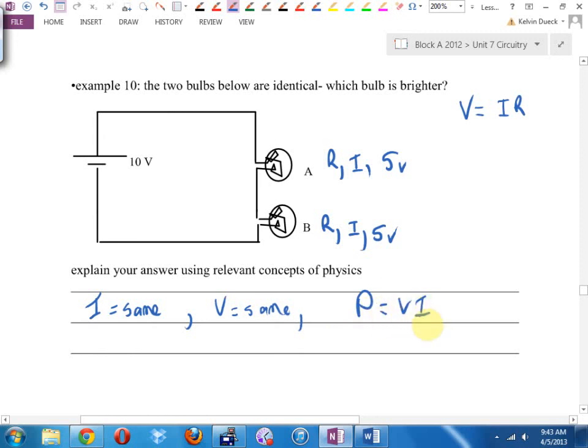Power equals VI, that was our original Joule's law. If the voltage is the same and the current is the same, what can you tell me about the power? What can you tell me about the brightness? Really? Same. Oh yeah, come on.